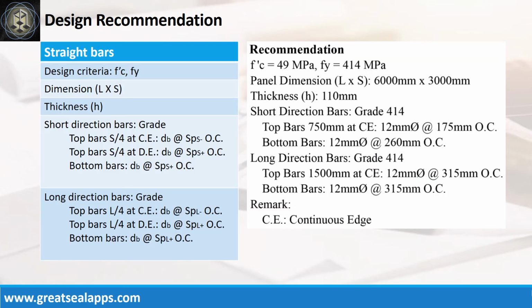Design recommendation as follows. Fc prime equals 49 MPa, Fy equals 414 MPa, panel dimension is 6000 mm by 3000 mm, thickness is 110 mm, short direction bars of grade 414, top bars 750 mm at continuous edge, 12 mm bar at 175 mm on center, bottom bars 12 mm bar at 260 mm on center, long direction bars of grade 414, top bars 1500 mm at continuous edge, 12 mm bar at 315 mm on center, bottom bars 12 mm bar at 315 mm on center.